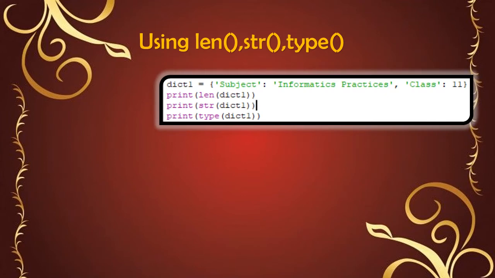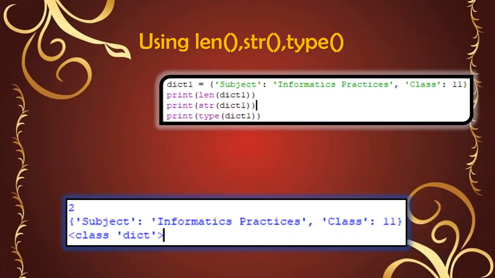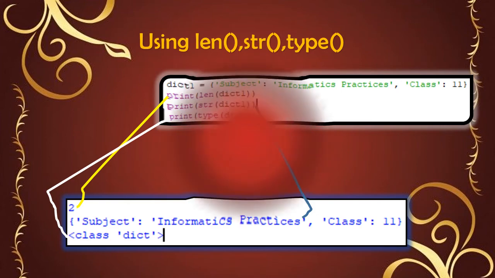Here we are going to see the example for length, string, and type. See, first I created dictionary 1, and printing the length of the dictionary shows 2 because the number of key value pairs is 2: subject informatics practices is 1 and class 11 is the second, so 2. And str shows it in string format, and type shows that this is a dictionary, so class dictionary will be displayed.